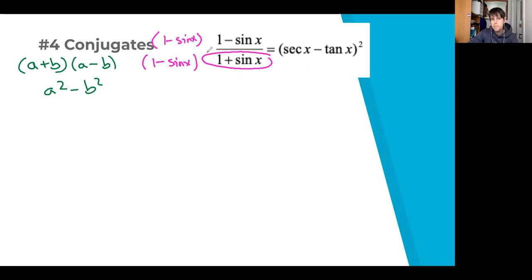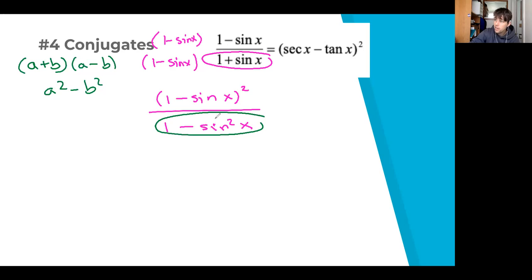On the top, I'm actually multiplying the same thing, 1 minus sine x times 1 minus sine x. I can use an exponent to express that, 1 minus sine x squared. And in my denominator, when I multiply this out, I just end up getting 1 squared, which is 1, minus sine squared. The reason this was so useful is because now this is a Pythagorean identity. This is simply equal to cosine squared. Let me reduce this. Cosine squared. Let's write this out.